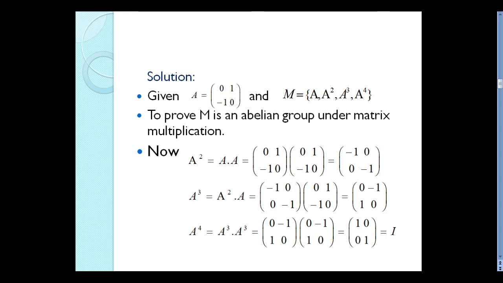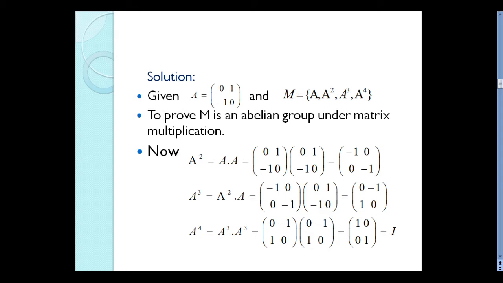Solution to the problem: given A is equal to the matrix 0, 1, minus 1, 0, M is equal to the set of all four matrices. To prove that M is an abelian group under matrix multiplication, we take A square. We have to multiply first A square, A cube and A power 4, since we need all the values to be filled in the Cayley table. Since these are matrices, we have to multiply them beforehand below the solution.